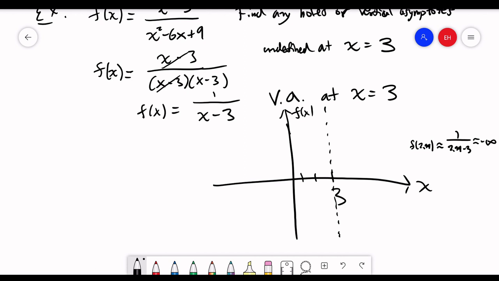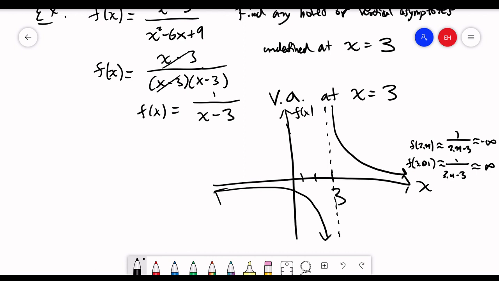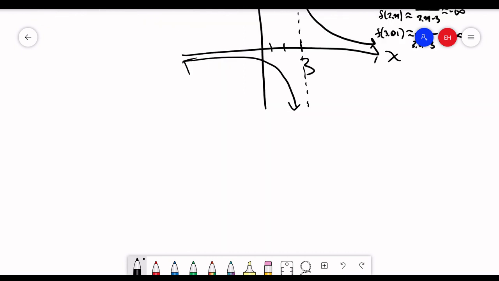And if we want to know how the graph behaves, remember, the graph can either go to negative infinity or to positive infinity. If we test something to the left, like 2.99, well, 1 over 2.99 minus 3 is going to be 1 over a really, really small negative number, which is going to be a really, really big negative number. And similarly, we could test on the right side, like 3.01, and get that the graph is going to go to positive infinity.